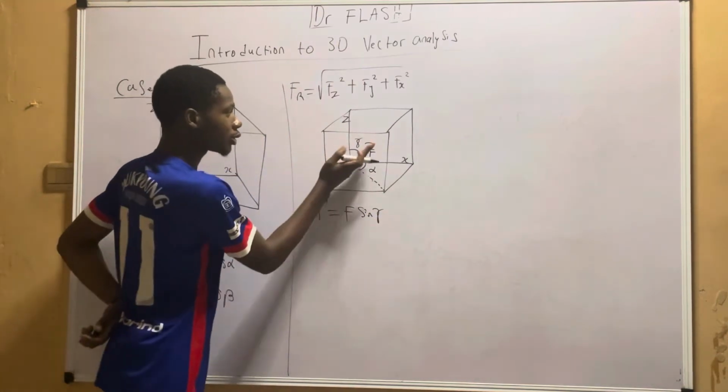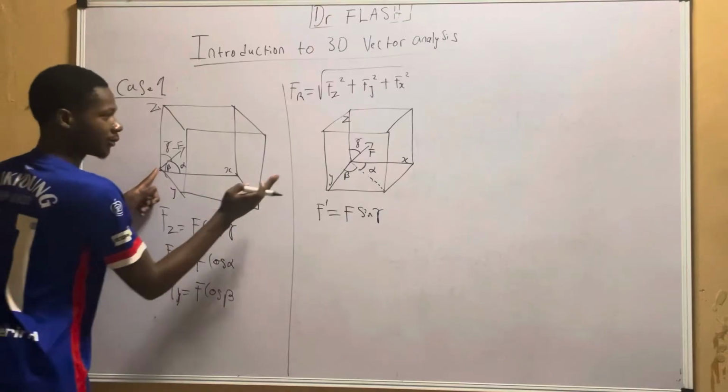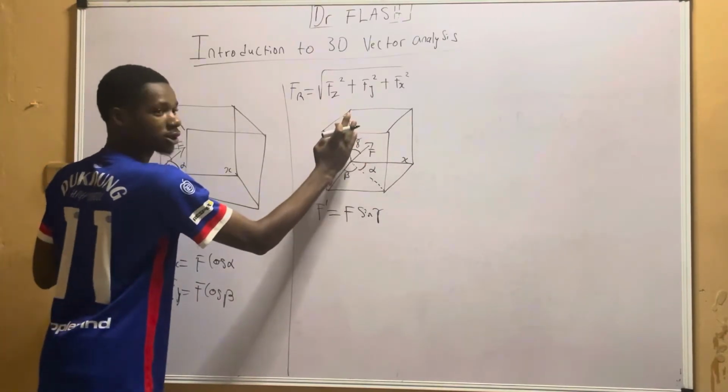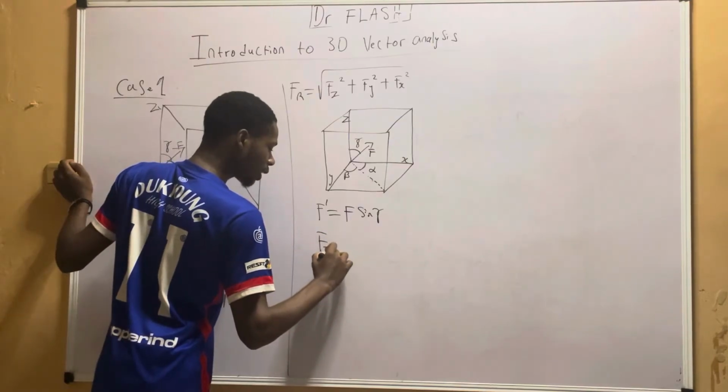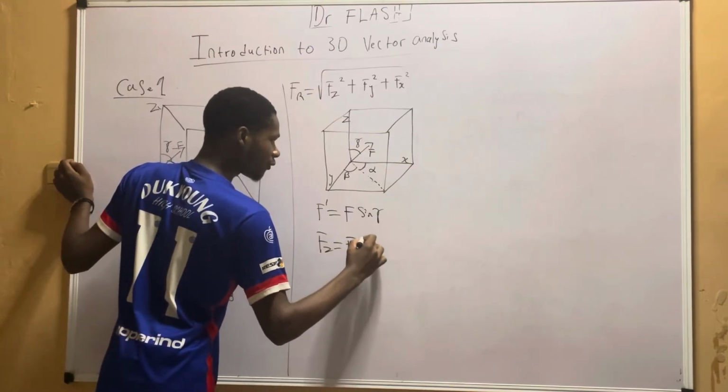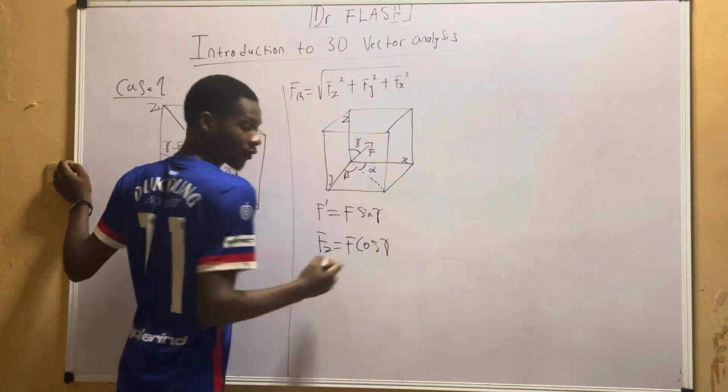Now to get the z-axis component, the same as the first case, since we're having the angle directly, we just close it, so that becomes cosine. So for the z-axis, we get F of z equal to F cosine of gamma.